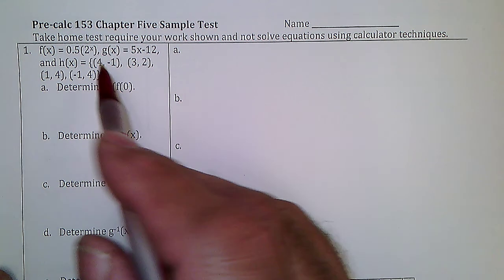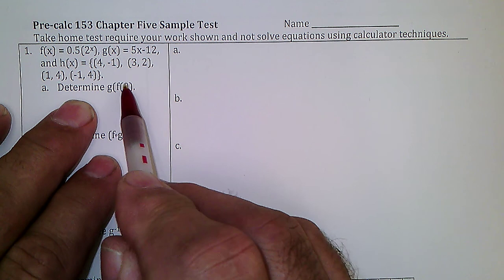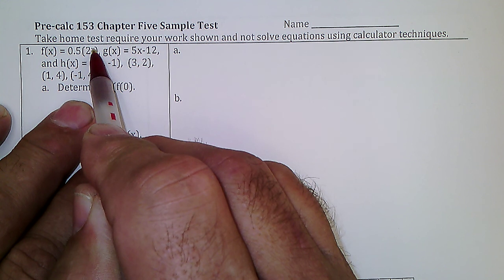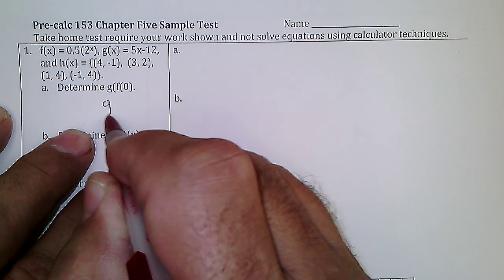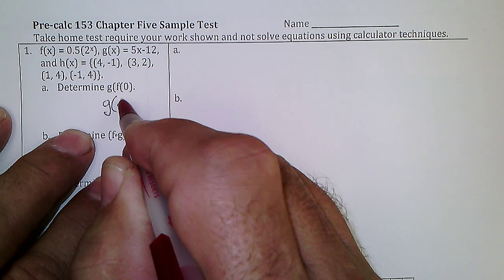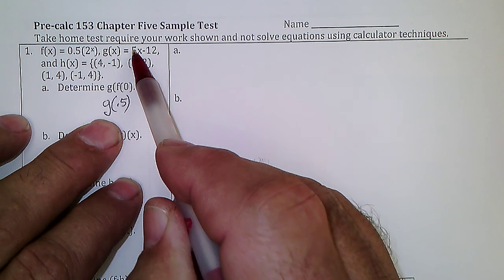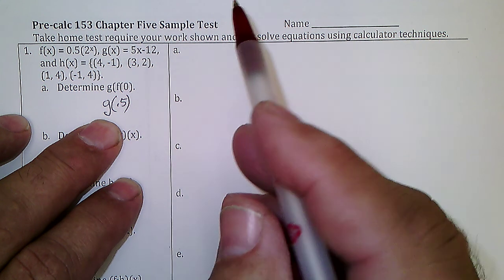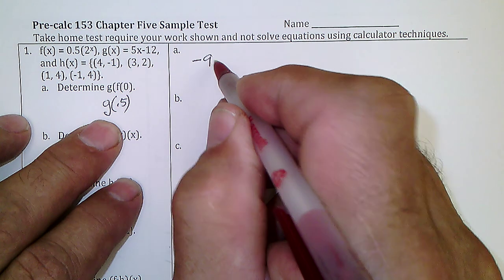Number 3, test. First it says find g of f of 0. So you've got to put 0 into f, and 2 to the 0 is 1, times 0.5 is 0.5. So this becomes g of 0.5. And so if we put 0.5 in there, 5 times a half is 2.5, minus 12 is minus 9.5.